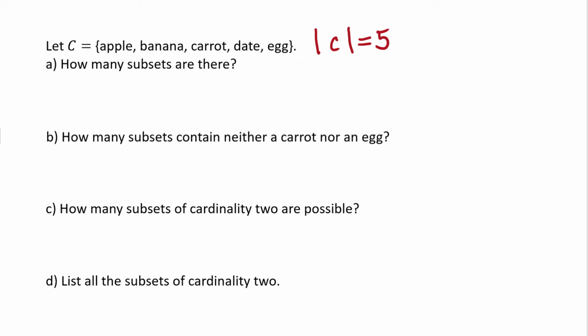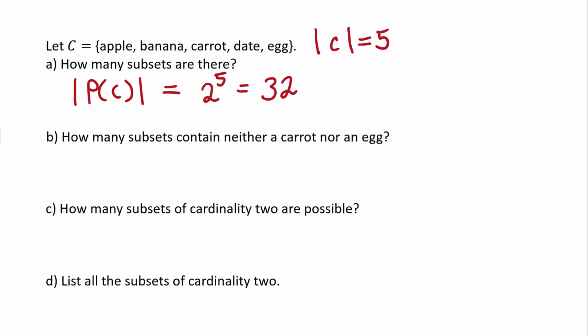The power set tells us the number of subsets. What we want is the cardinality of the power set of C. The power set is the number of subsets possible, and for each element you have 2 choices. It's either in the subset or it is not in the subset. And so for each of them there are 2 choices, and there are 5 elements, so it'll be 2 to the 5th. And so the number of subsets is 32, which is 2 to the 5th.